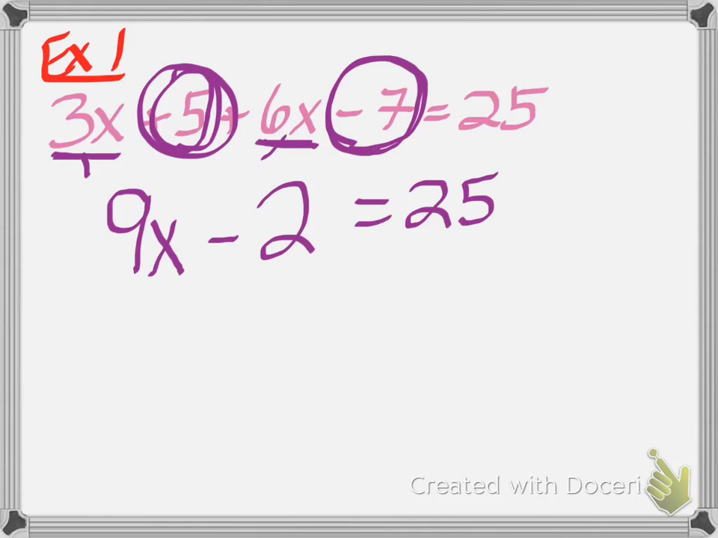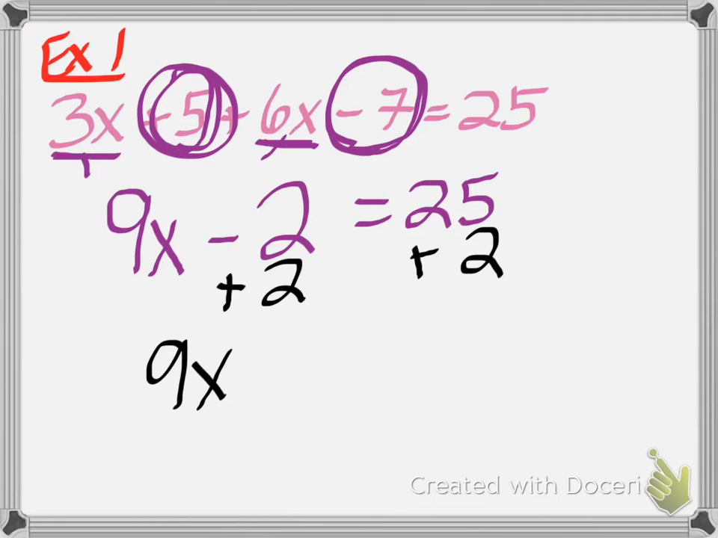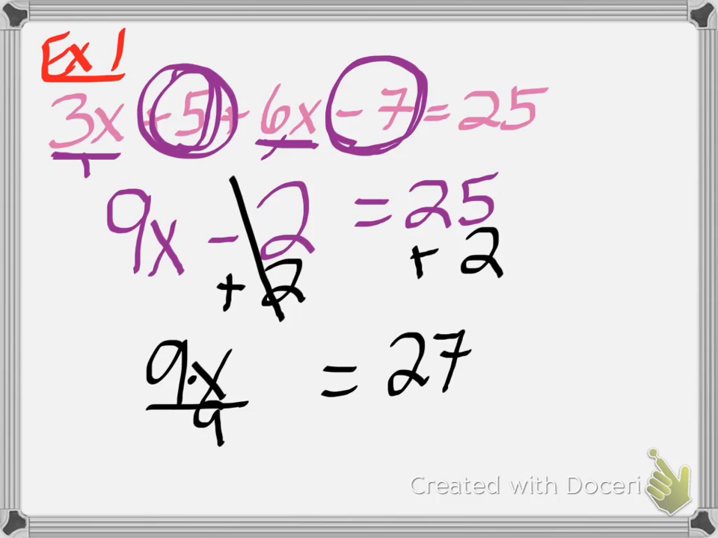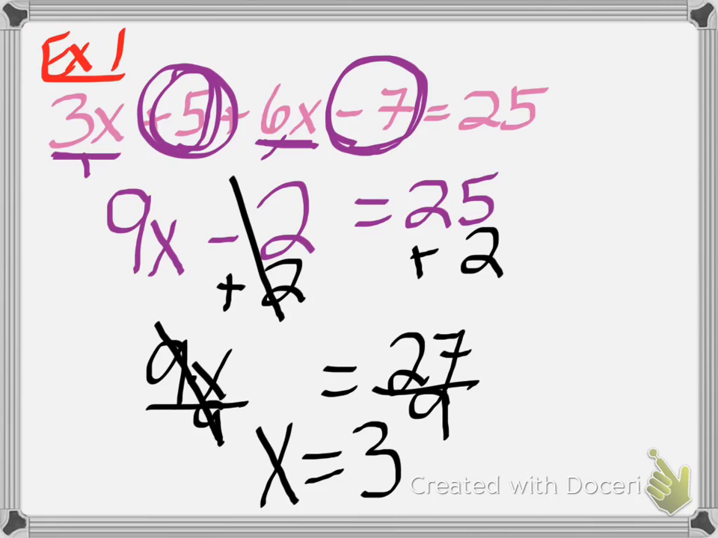Okay, now this is what we were doing in chapter 2. Should I start with the variable thing or the other thing? I always do the other thing first, so I see subtraction, I do the inverse. Let's add 2 to both sides. 9x, goodbye, equals 25 plus 2, 27. Now I see multiplication, so I'm doing the inverse, I'm dividing. 9 divided by 9 is 1, so I'm left with x equals, and 27 divided by 9 is 3.